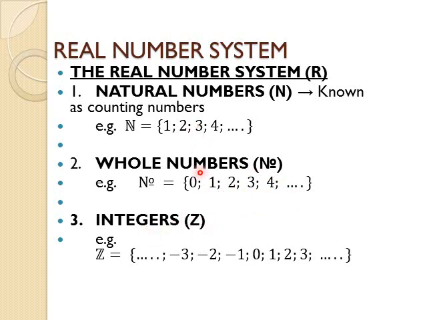Integers are simply my whole numbers and natural numbers, positive and negative. Please don't get confused: when we say minus a half, it's not an integer but a rational number. So integers, symbol Z: minus 3, minus 2, minus 1, etcetera, continue.